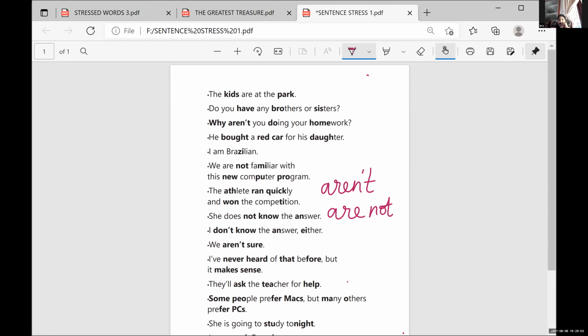I've never heard of that before, but it makes sense. Yes. Again, I've is the contraction of I have. But when you come across words like I apostrophe VE, you have to read it as I've. It's a short form of I have. So though you should understand that it is a contraction of I have, while reading, you have to say I've.